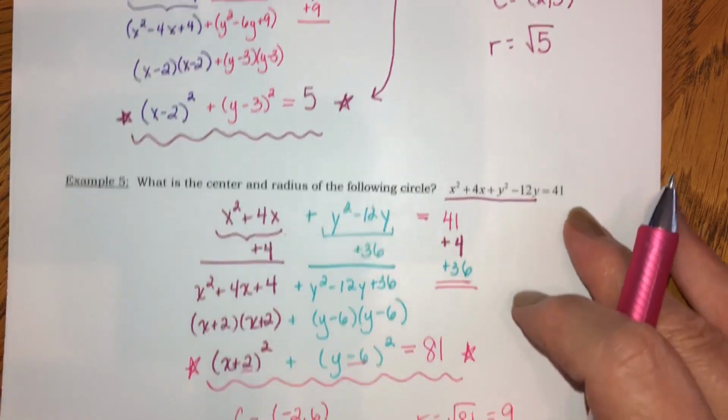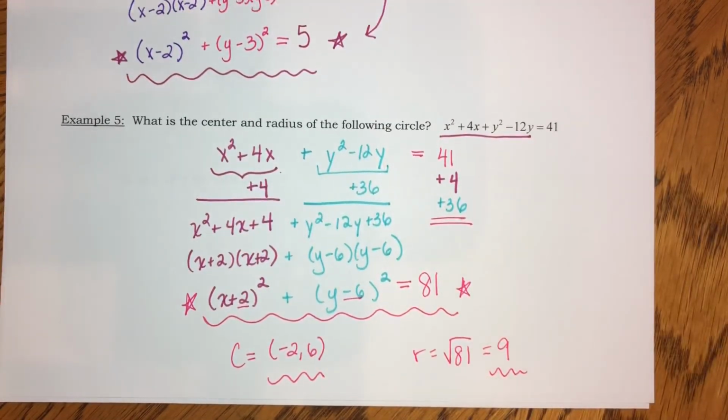So you now have, there we go. Didn't move that up enough for you at first. You now have the knowledge, you have the skills to turn back and forth between general form and center radius form.